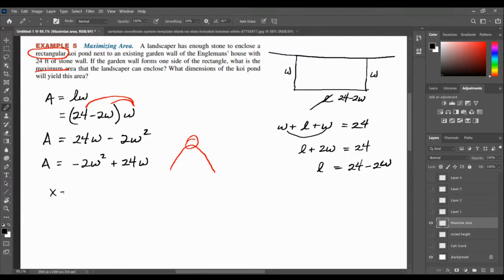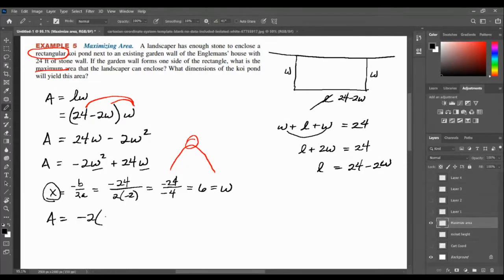The x component is negative b over 2a. So negative 24 over 2 times negative 2, that's negative 24 over negative 4, which is a positive 6. Now, what is it we're talking about when we're comparing this? I wrote x here. It's actually W. It's our independent variable. So this would be the width. The actual area is what you get when you plug that width into the formula.